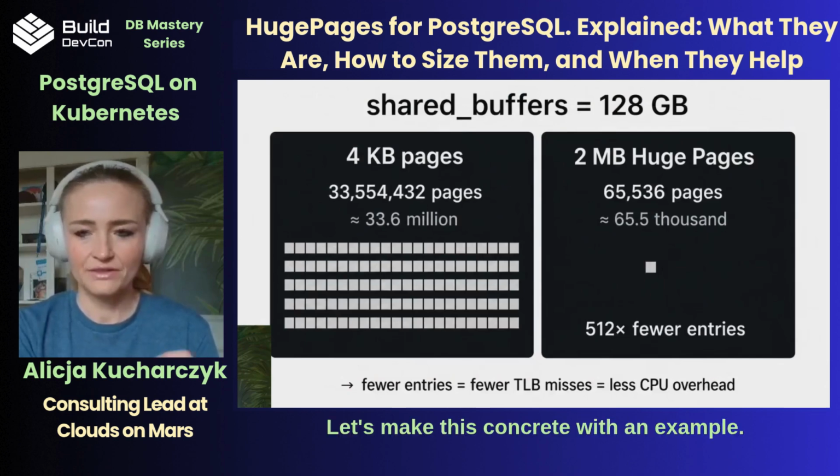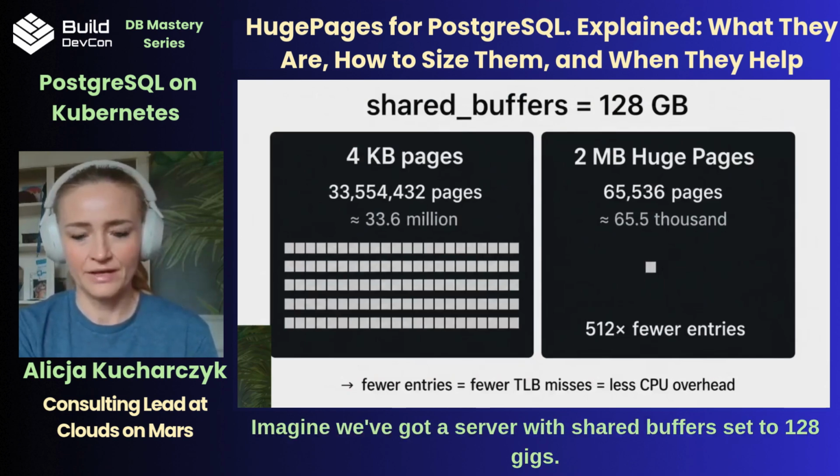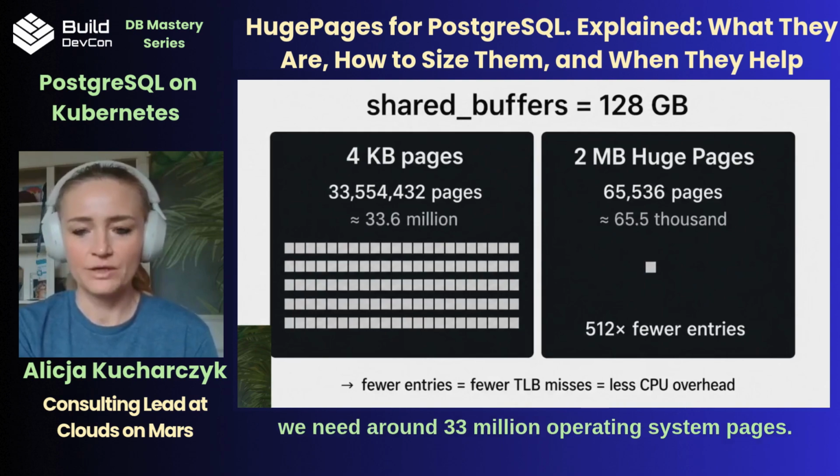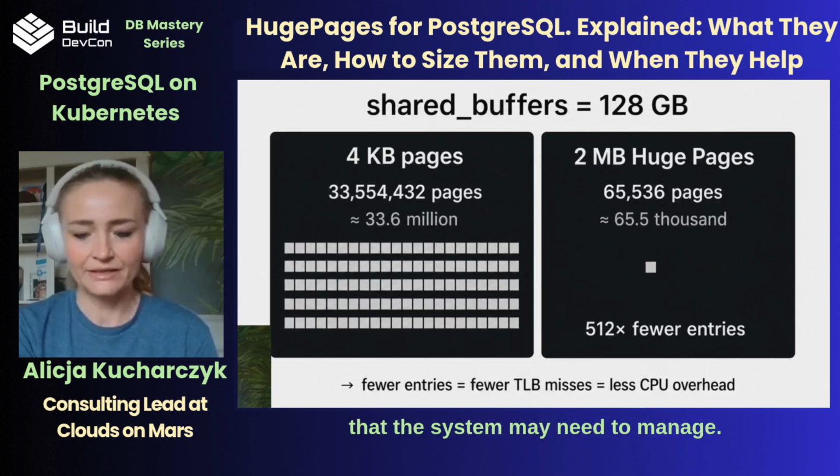Let's make this concrete with an example. Imagine we've got a server with shared buffers set to 128 gigs. If this memory is backed by default 4K pages, we need around 33 million operating system pages. That means around 33 million address translations that the system may need to manage.